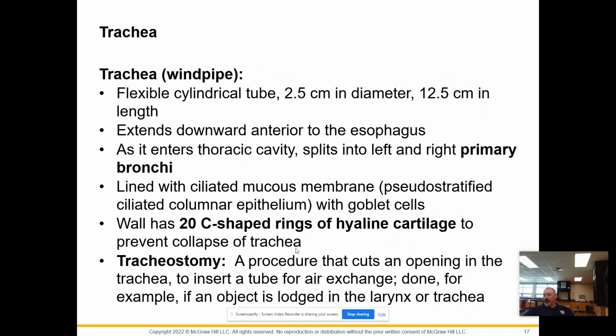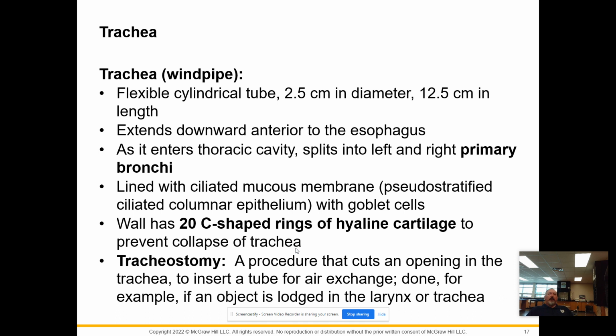All right, so the trachea. The trachea is going to be a flexible cylindrical tube. It's going to be about an inch wide and 12 and a half centimeters long. As we move down your trachea, it's going to be about 20 cartilage rings long, and it's going to be made of hyaline cartilage, so very low vascularization. You can see that it's going to move down until it branches off at the hilum, where it's going to give rise to the bronchi. So it splits into the left and right primary bronchi.